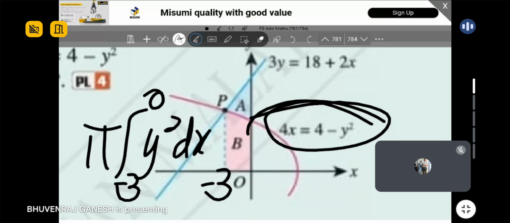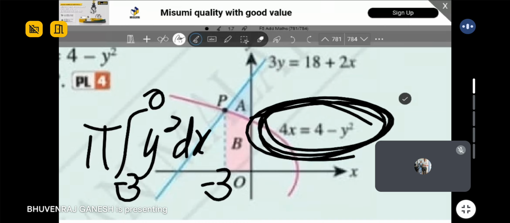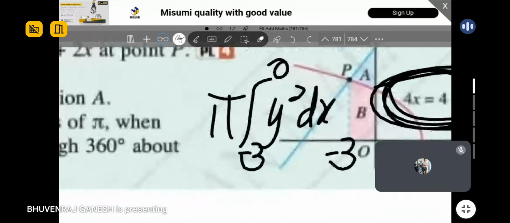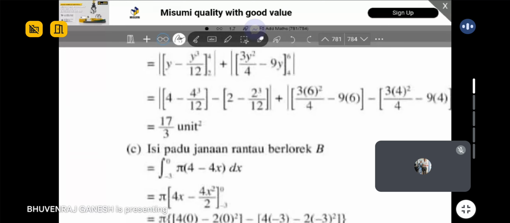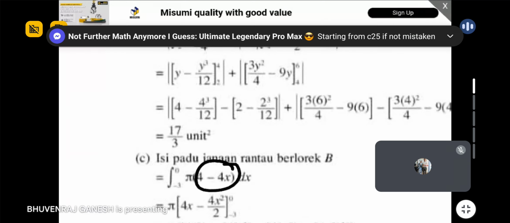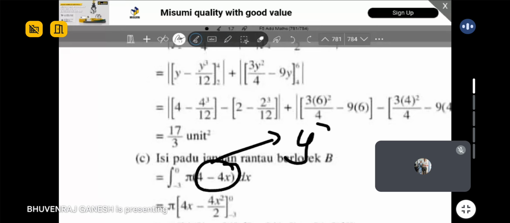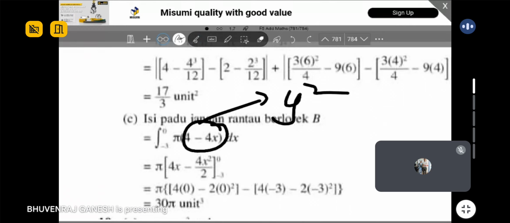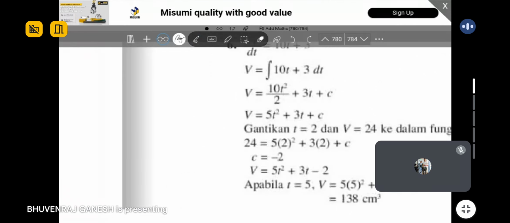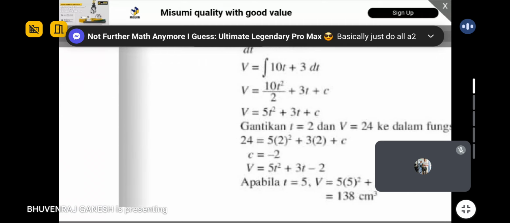Alright, so you must rearrange your equation now guys. Kamu kena ubah y, then only you start to integrate. Okay, so this will be how your equation look like for question C. You rearrange until it come like this. So this one is your y square. Ini adalah sebutan y kuasa 2. Okay, then kamu kami macam biasa. So this will be your final answer. Okay, 30 pi unit cube.